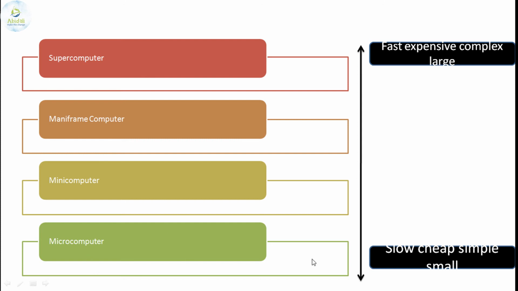So microcomputers are slow, cheap and simple. As you go up, the cost also increases, to minicomputer, to mainframe computer, and supercomputers are fast, expensive, and can perform complex or large calculations. Minicomputers and mainframe computers are a little less expensive, not as fast as the supercomputer, and decrease in the rate or volume of data they process.